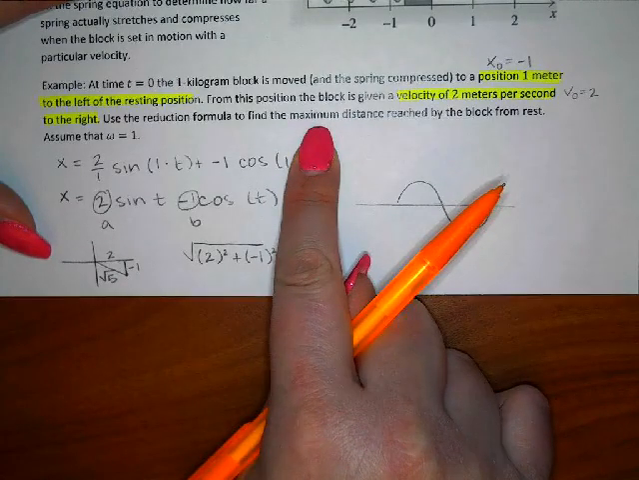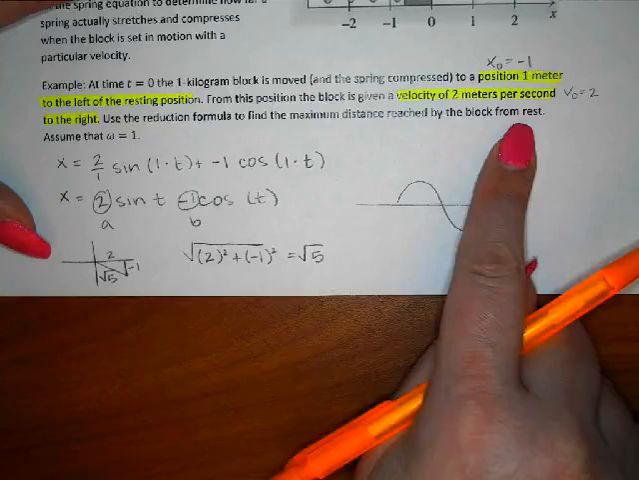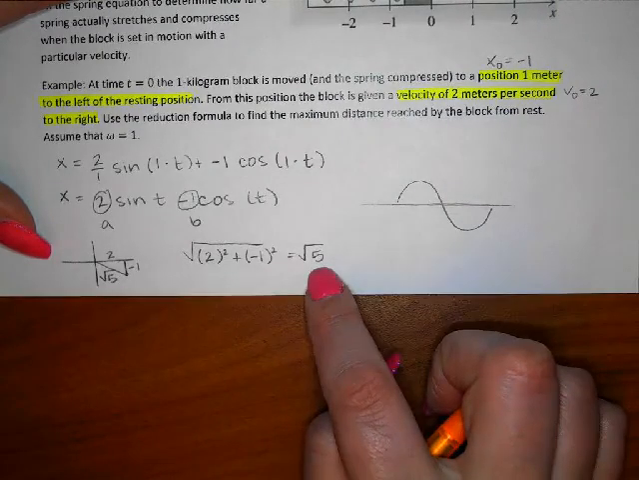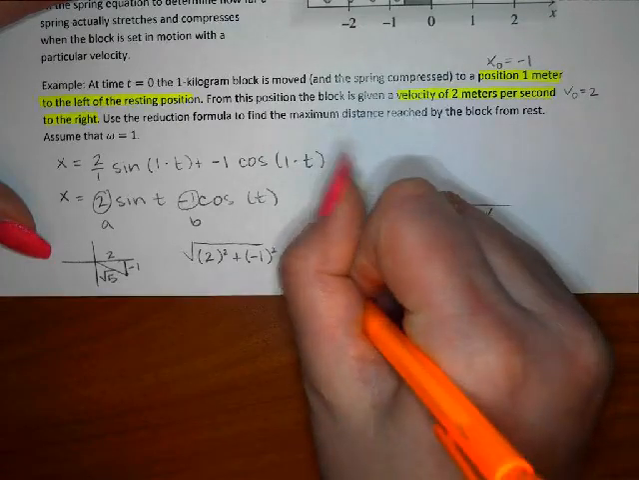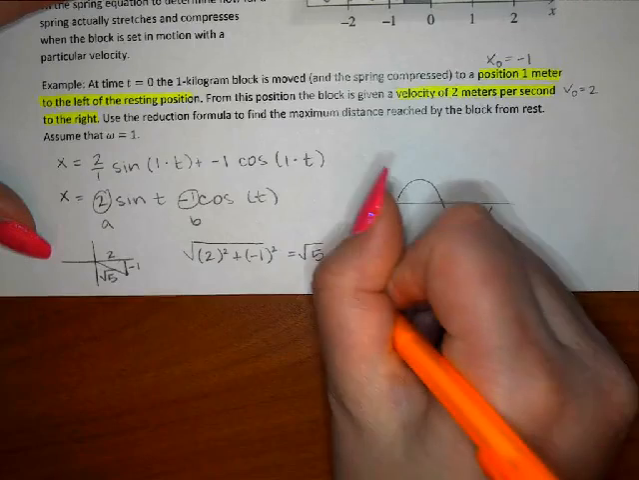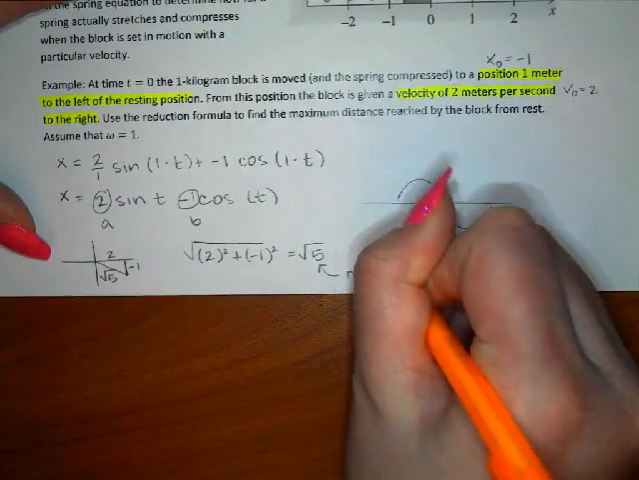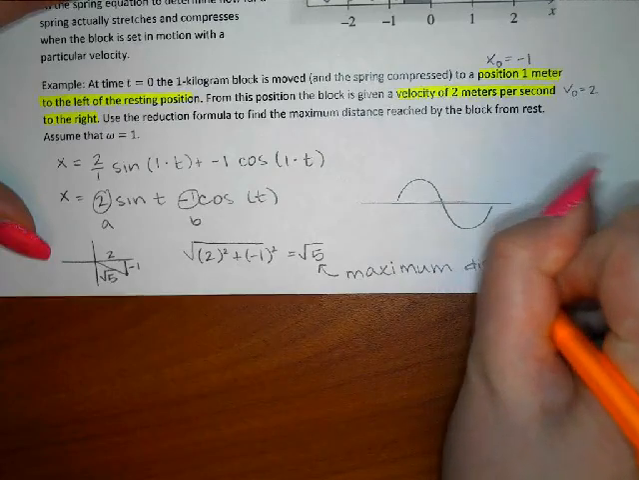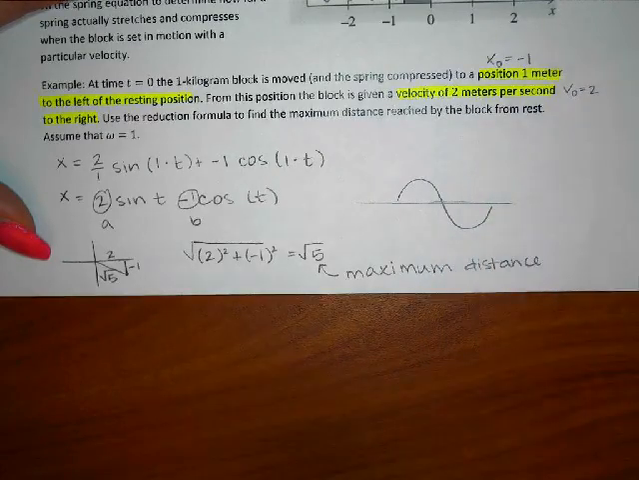And so the maximum distance that's going to be reached is the amplitude of this curve. And we just found it. It's the square root of a squared plus b squared. So this is the maximum distance. It is the amplitude of the curve. And you can find that by using the reduction formula and doing the square root of a squared plus b squared.